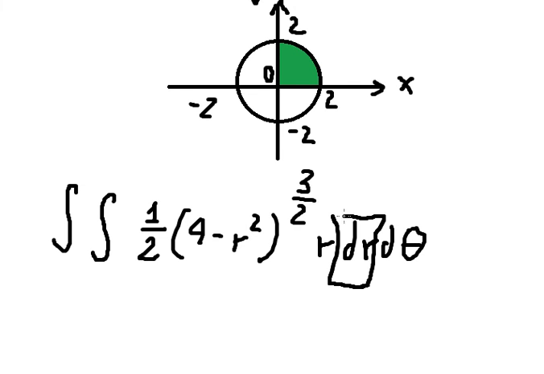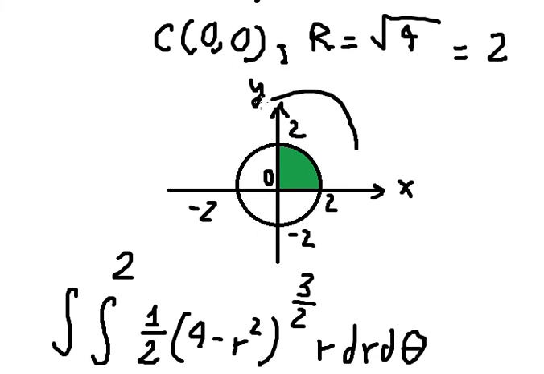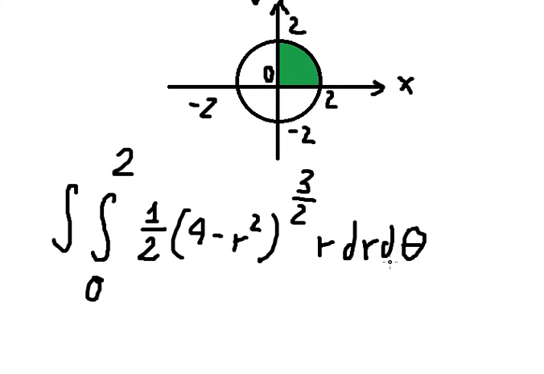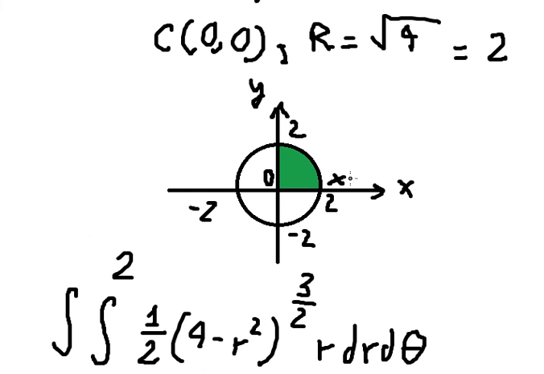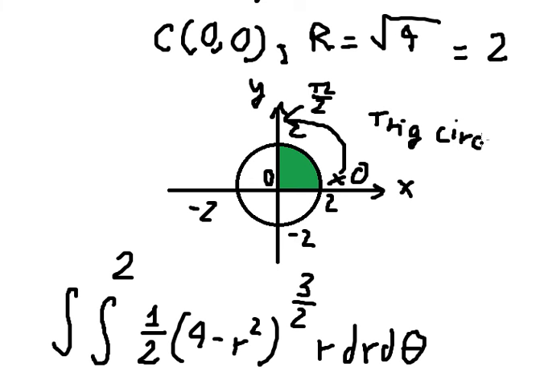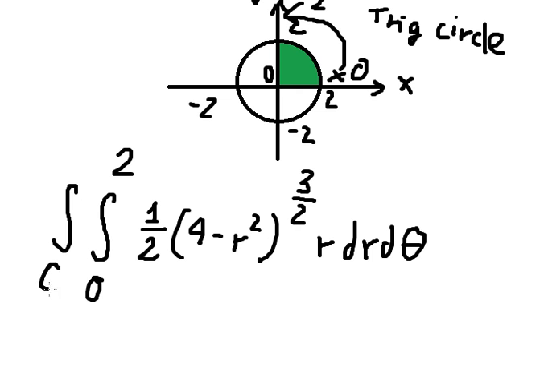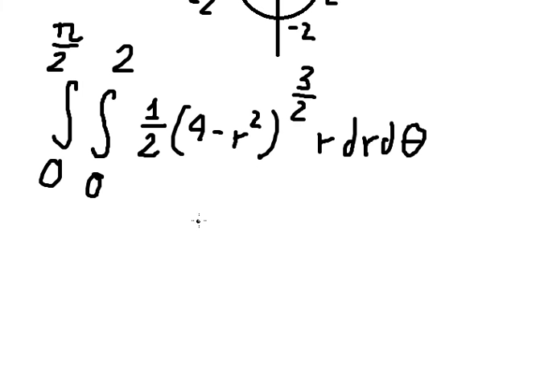About dr, that is from 0 to number 2. This is the radius of this circle in here. D theta, we start at number 0 in here, and we stop at pi over 2. We just apply the trigonometric circle. Now we need to calculate this one.